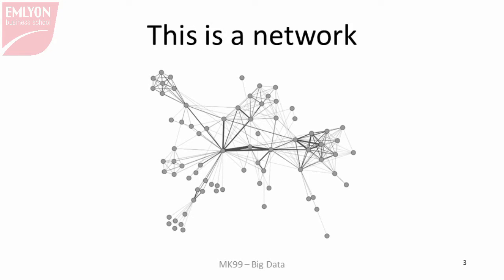As I said, each blob on the screen is something. It can be anything, we'll see that later. And you see that these things are connected by links. That's simply what a network is about.